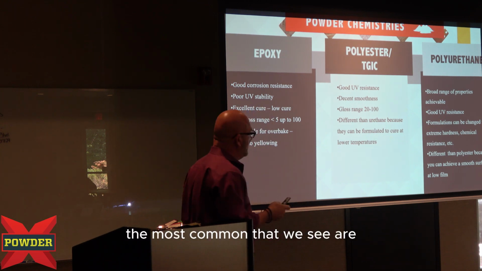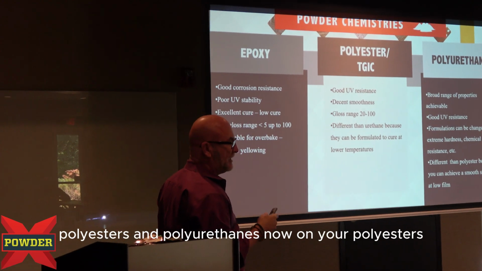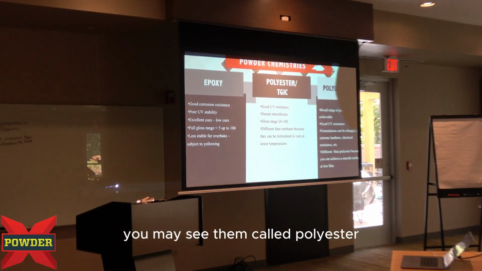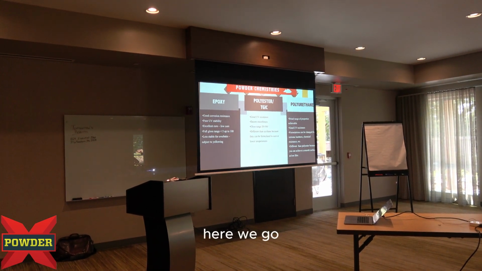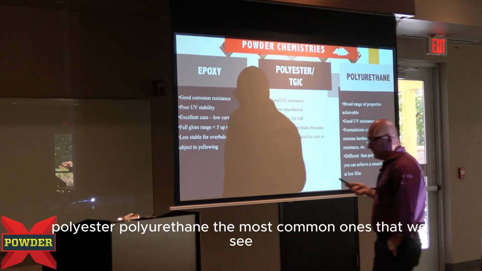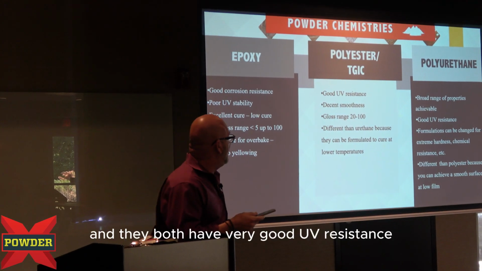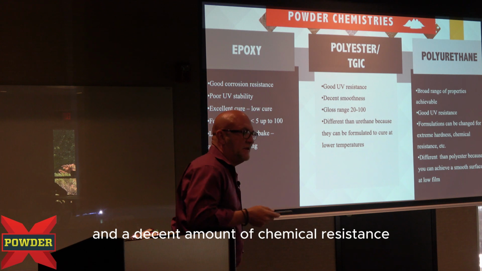The most common that we see are polyesters and polyurethanes. Now on your polyesters, you may see them called polyester. Polyester and polyurethane, the most common ones that we see. Very similar, and they both have very good UV resistance and a decent amount of chemical resistance.